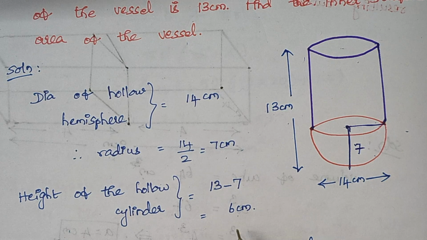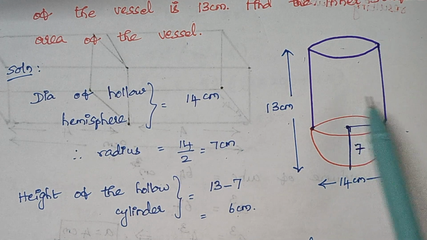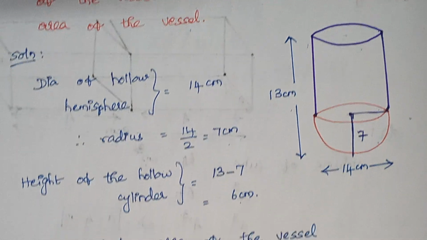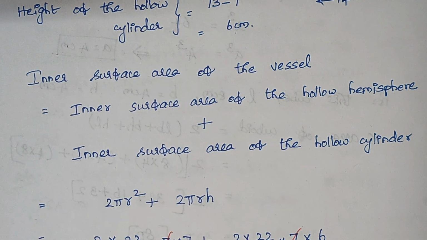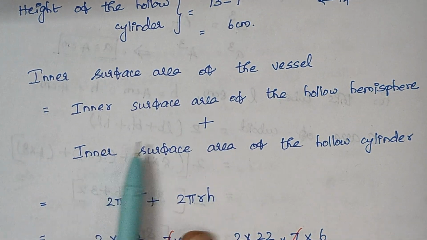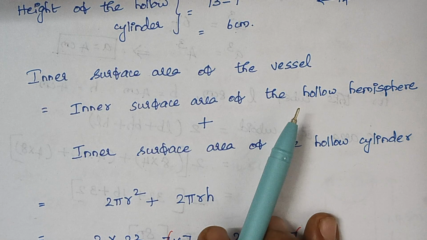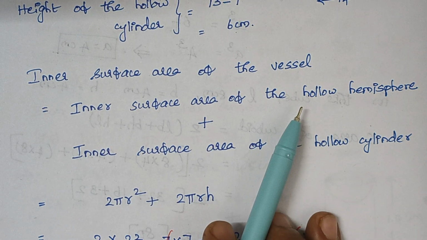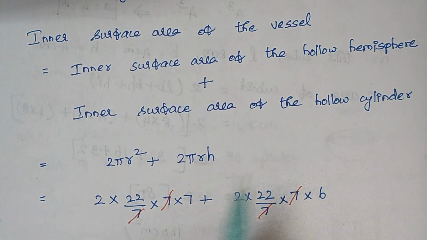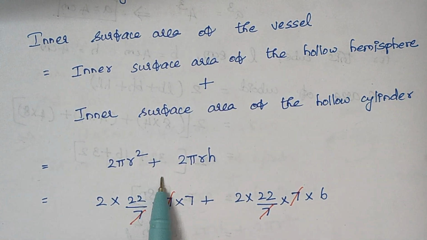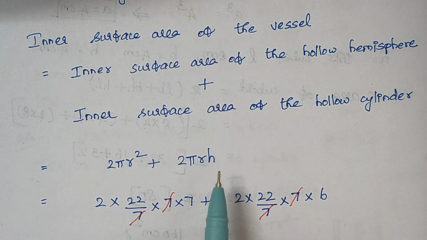Now we know the values of r and h for both the hemisphere and the cylinder, so just substitute in the formula. Since they have asked for the inner surface area, you write it as inner surface area, which is again the total surface area or curved surface area. The formula for the hollow hemisphere is 2 pi r square, plus for the cylinder 2 pi r h.